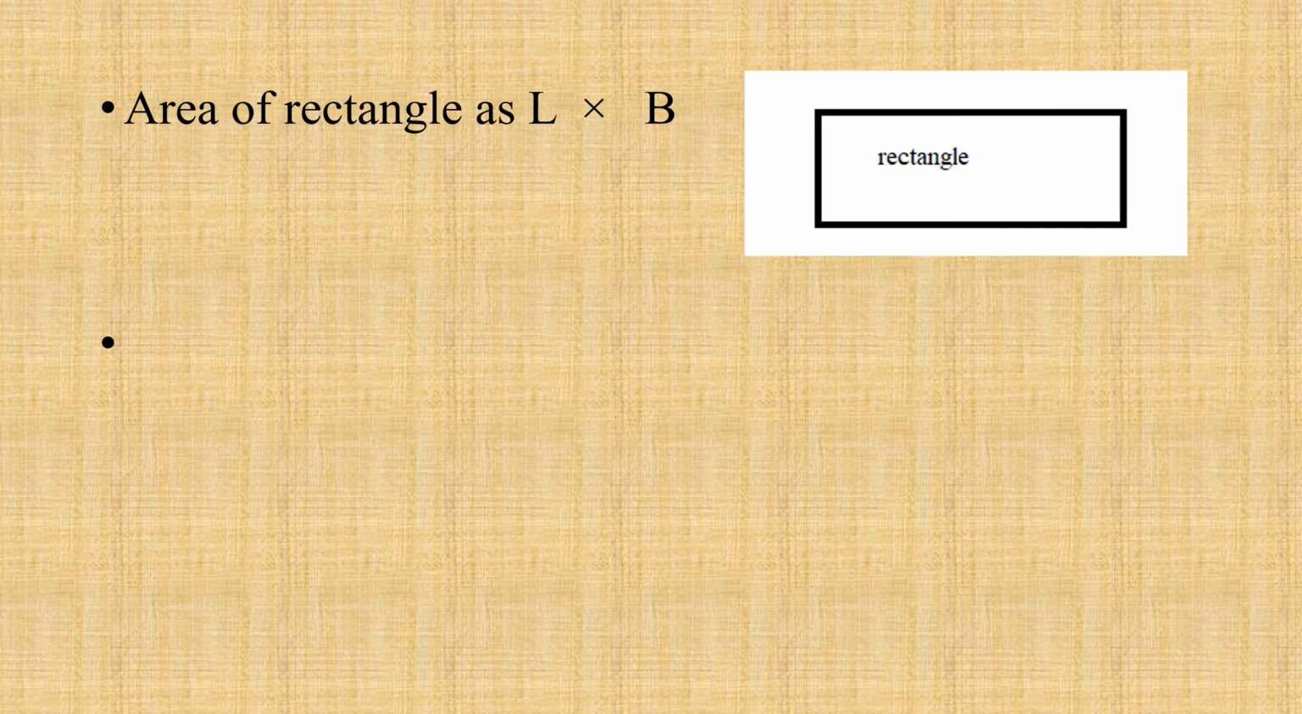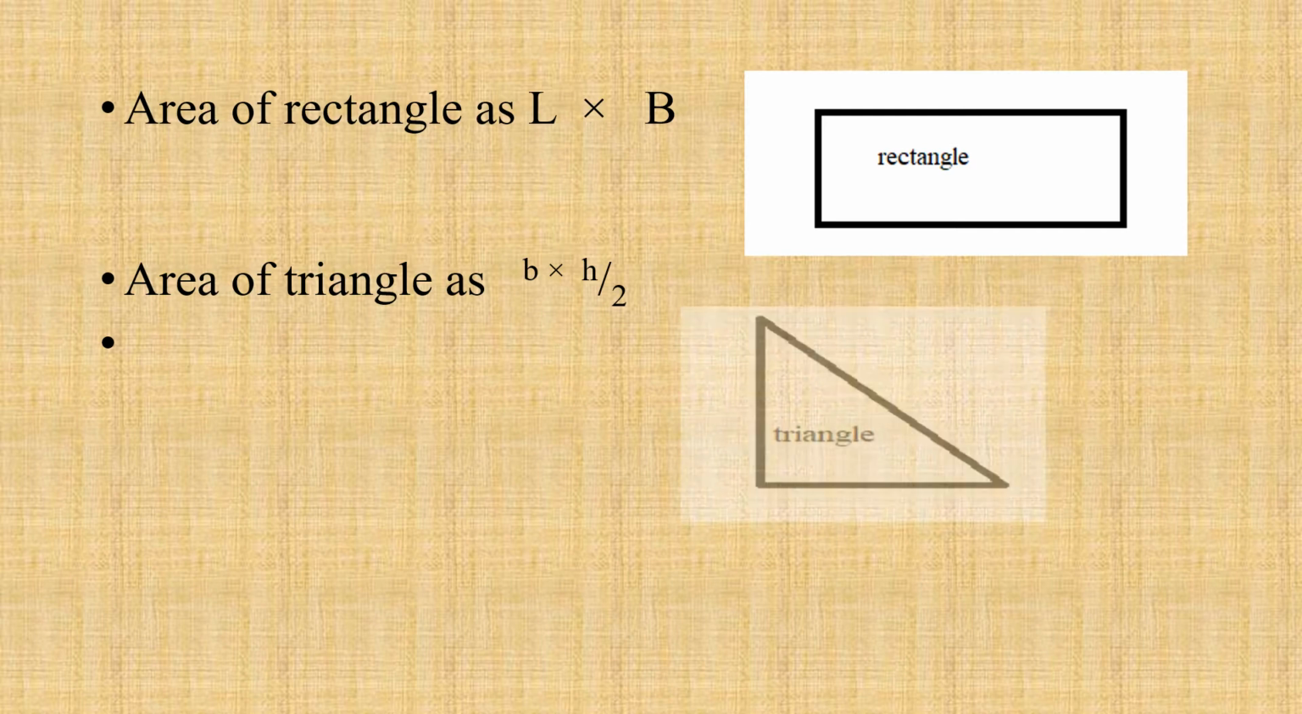Then we also learned that the area of a triangle is base times height divided by 2, or you can also say it is 1 over 2, that is half, times base times height. Is that clear? Now, this is a triangle.